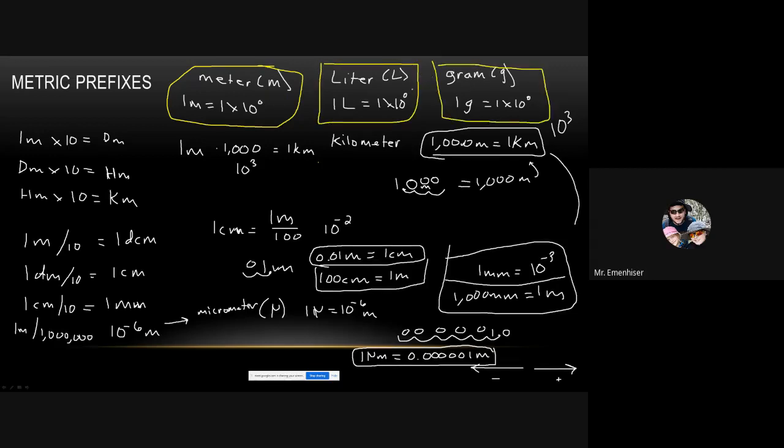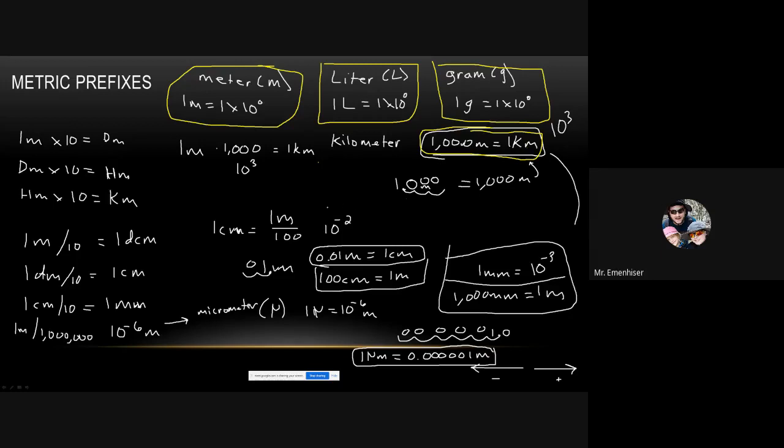If we take any of these units and multiply them by 1,000, we get a kilometer. 1,000 meters is a kilometer. 1,000 liters is a kiloliter. 1,000 grams is a kilogram. And a kilogram is a very common unit too.